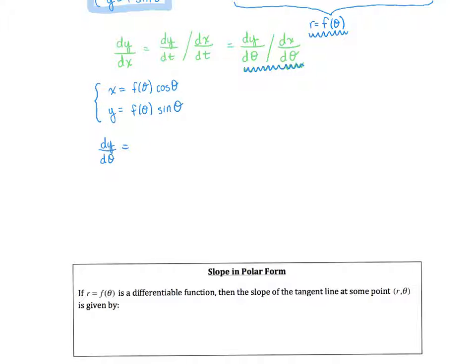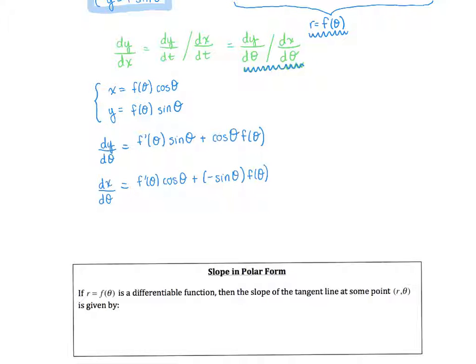So product rule for dy d theta would be the derivative of my first function times my second, plus the derivative of my second times my first function. So all I did was differentiate y with respect to theta using product rule. And I'm going to do the same thing for x. So now product rule for our x component: derivative of the first times the second plus the derivative of the second, so that's a negative sign now, times the first.